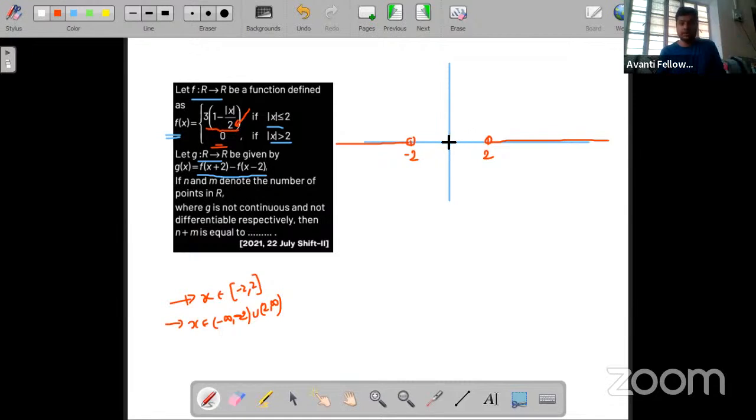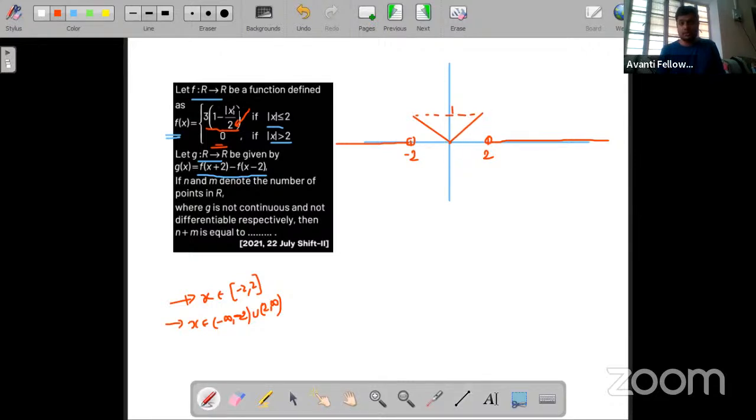So I'll just draw it and then I'll remove it. If you check for x equals 2, what will we get? 2 by 2 is 1. So we'll get something like this, right? This value is 1. Clear?